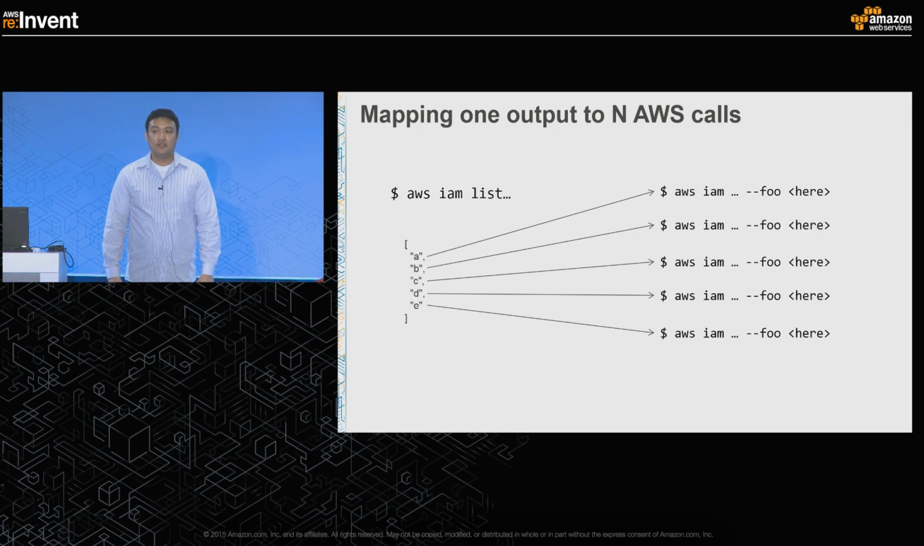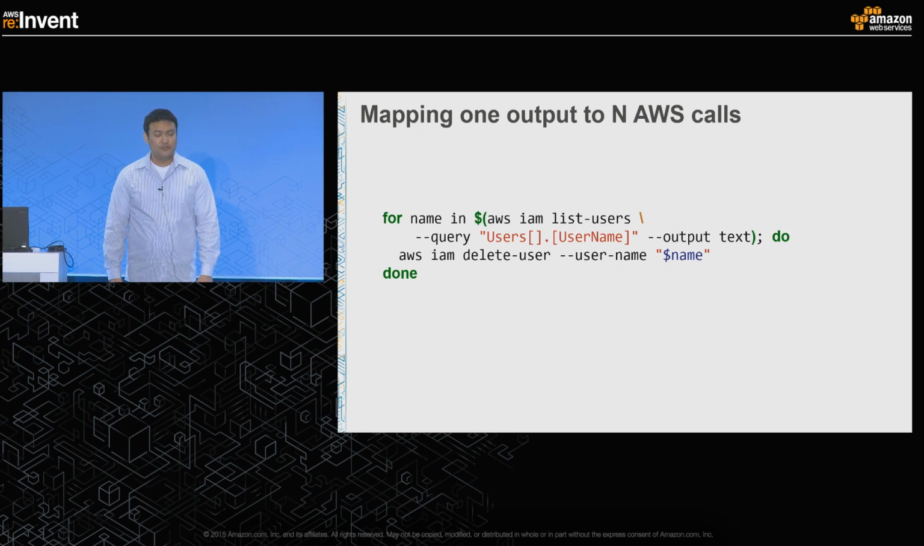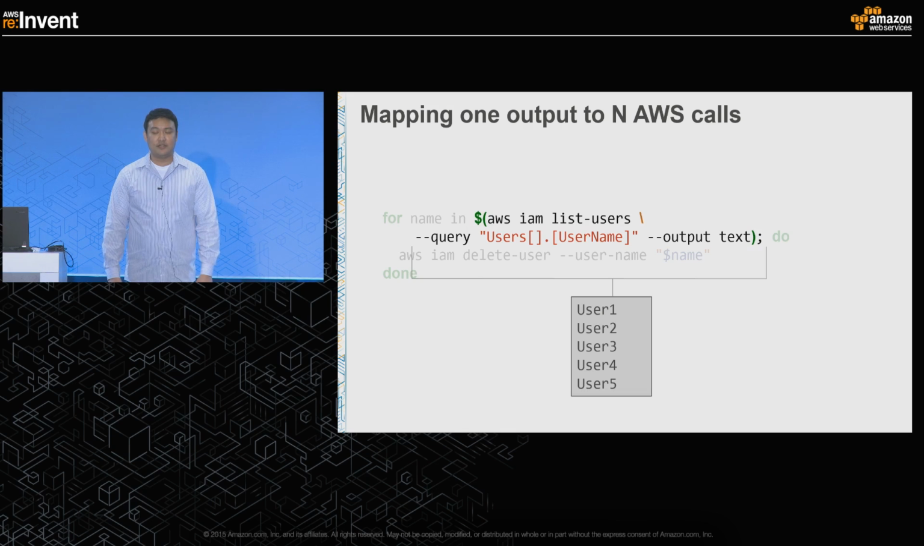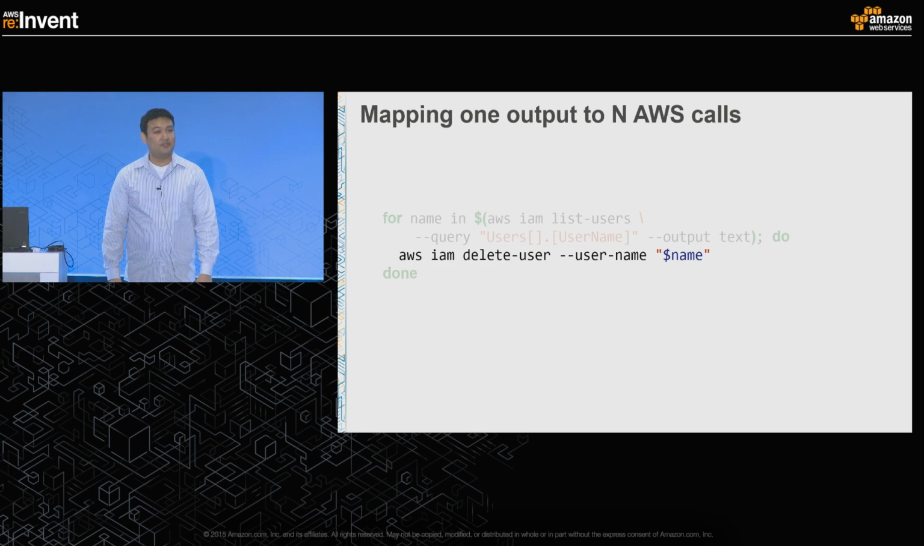And so the way that you can do this is with, there's two options. First, the most straightforward one is just to use a for loop in bash. So again, if you're familiar with bash, hopefully this is pretty straightforward for you. And the way that this works is this first command here is going to create line-separated output. So in this example, it could be user 1, user 2, user 3. And then from that for loop, I'm then going to call the delete user for each username.